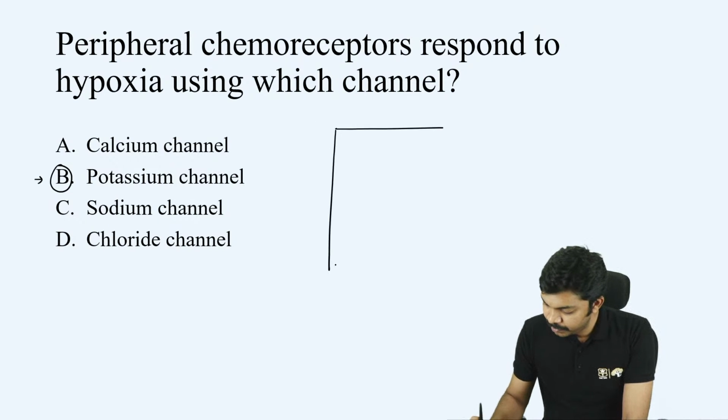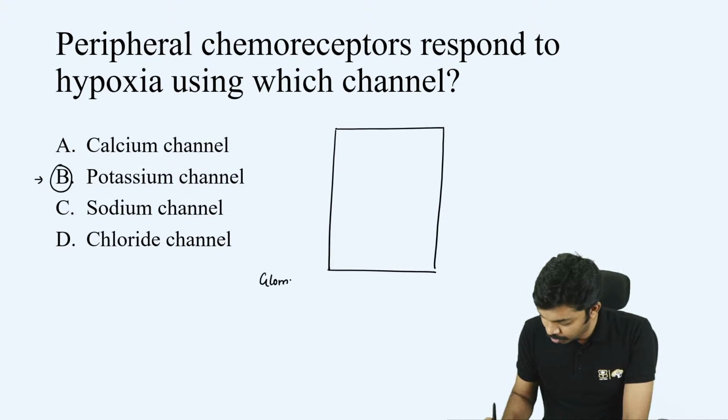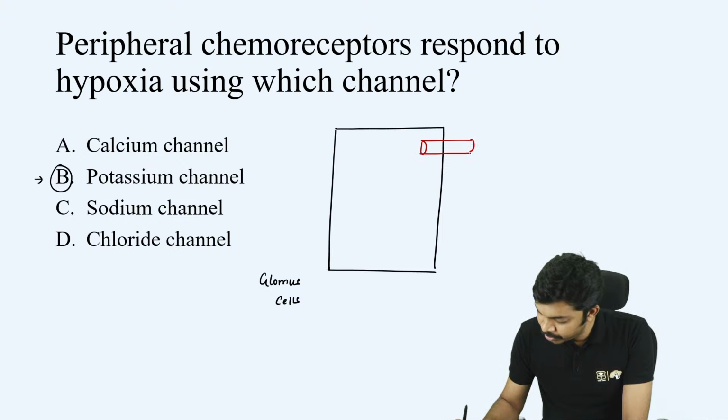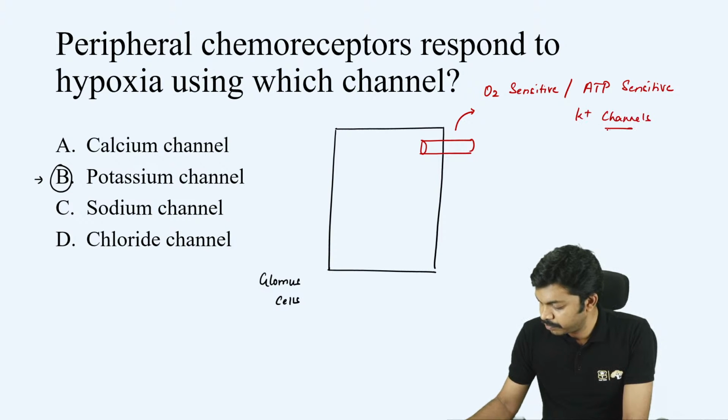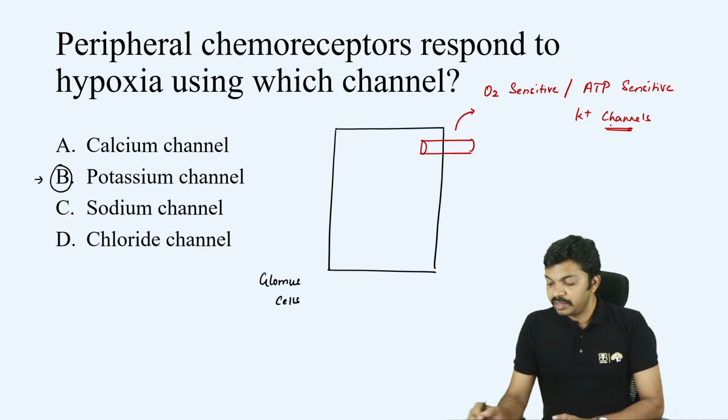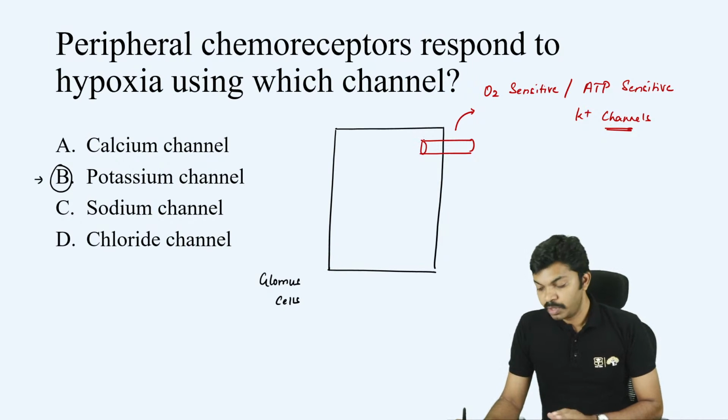We have a cell in chemoreceptors. These cells are called glomus cells. And this glomus cell has a potassium channel, and this potassium channel is called oxygen sensitive or ATP sensitive potassium channel. Very important: these channels are usually in an open state.